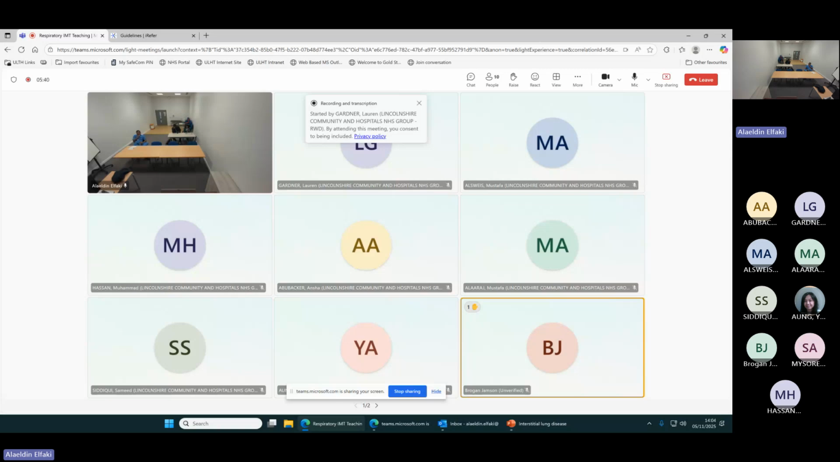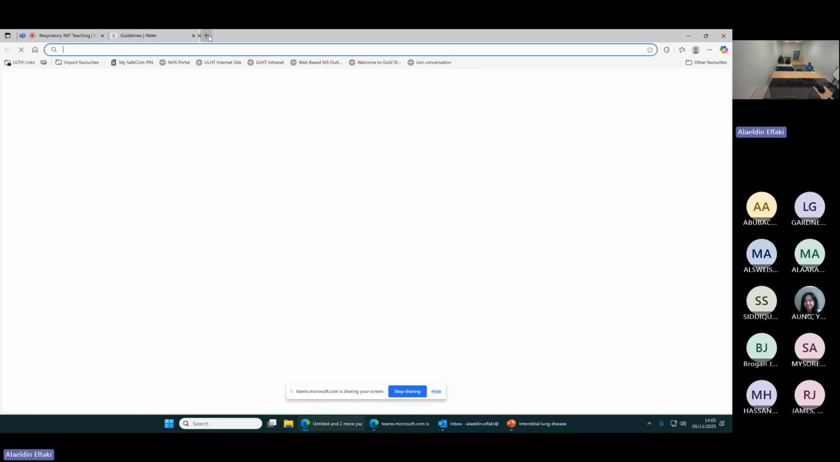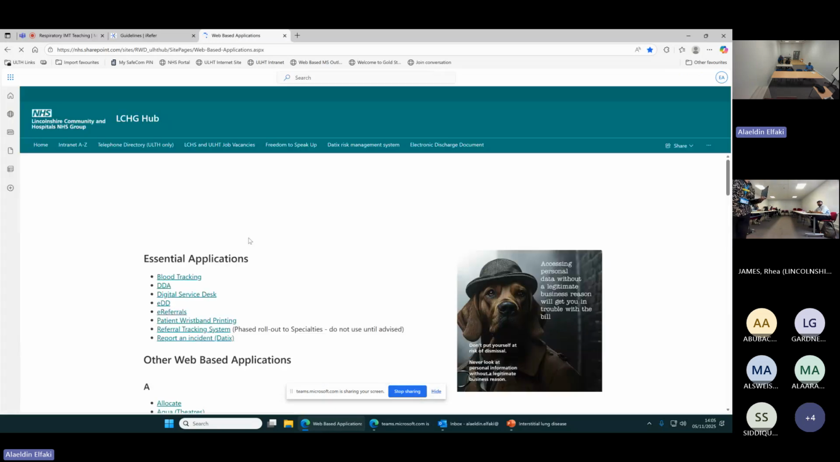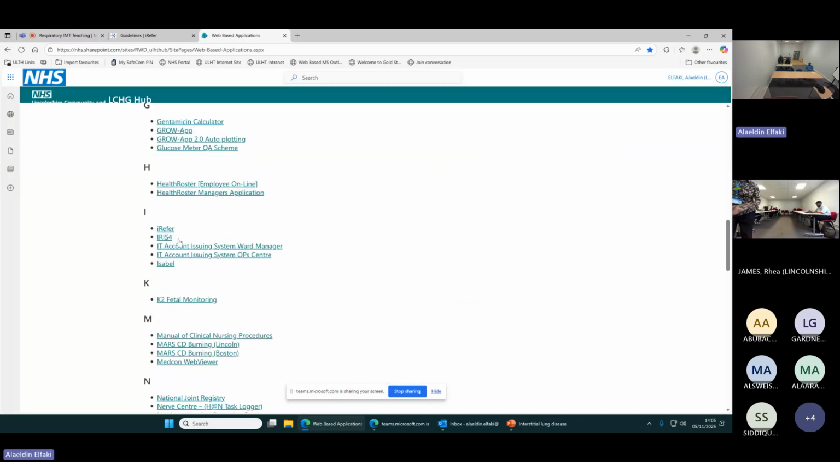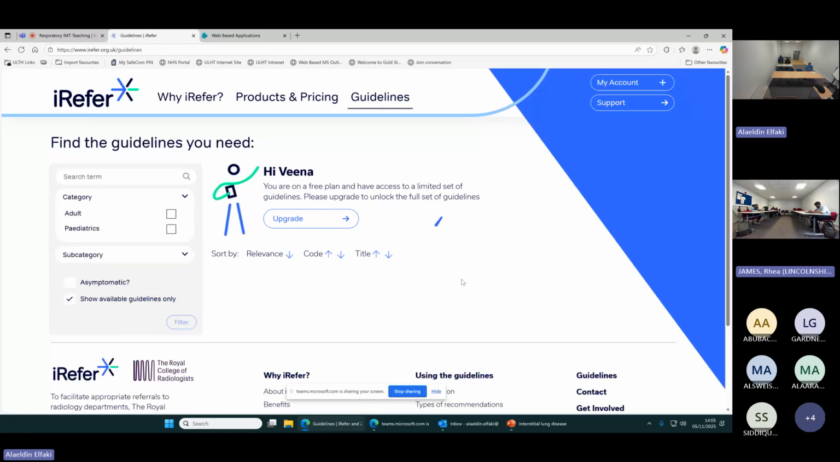So if you ever come across something and you're not sure, if it's not a PE, which you know has to go for a CTPA, and you have to do some other sort of investigation, there is something called iRefer, which is available on the intranet. If you go on to ULSG links, web-based applications, and go to iRefer, this is the page. Once you log in or register, this page comes up. It gives you all of the guidelines available for any investigation that you have to request.